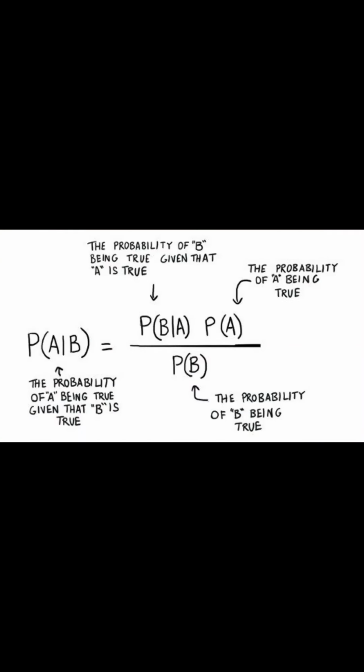So, this is the formula for Bayes' theorem. The probability of A being true given that B is true. The probability of B being true given that A is true. The probability of A being true. And the probability of B being true.